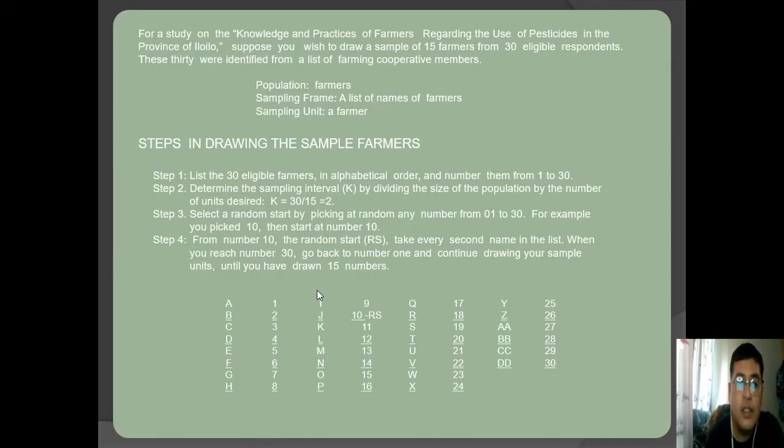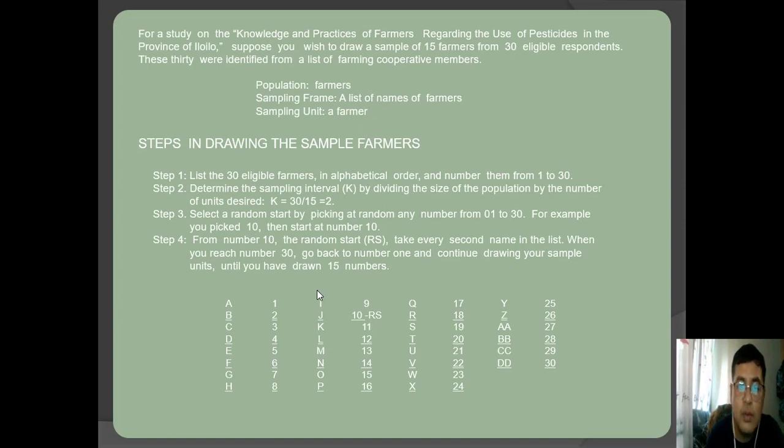Say, for example, here, for a study on the knowledge and practices of farmers regarding the use of pesticides in the province of Iloilo. So suppose you wish to draw a sample of 15 farmers from 30 eligible respondents. So these 30 were identified from a list of farming cooperative members. So what are the steps in getting the sample farmers? I-list muna yung 30 eligible farmers in alphabetical order. Lagyan sila ng numbers 1 to 30.